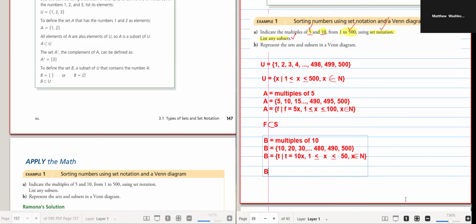So B is a subset of, sorry, I don't know why I put S here, of U. My bad. So B is a subset of U, right?